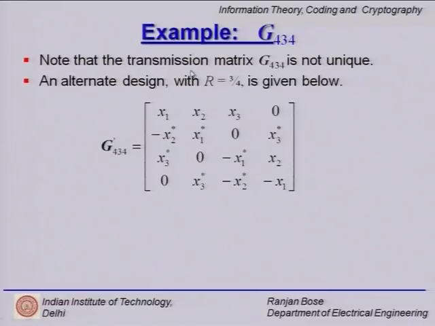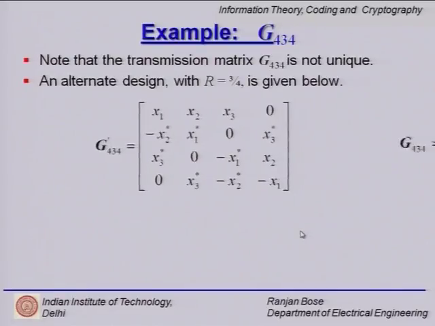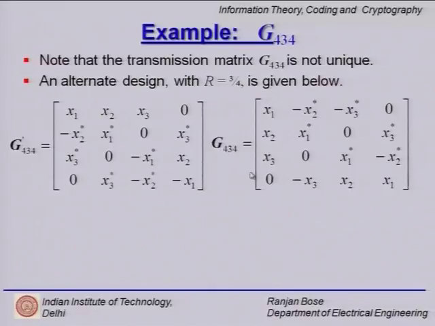Please note that the transmission matrix of G434 is not unique. So again, here is another parallel design, an alternate design with rate 3 by 4, given here. Let us call this G prime 434 to distinguish it from the original design that we looked at, G434. So, this is different. If you do not remember the earlier one, we bring it in. So, this is the first design we saw, and this is the second design. Here, if you see, it is a simpler way.